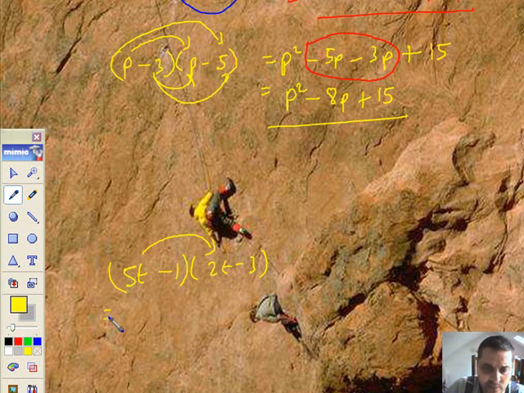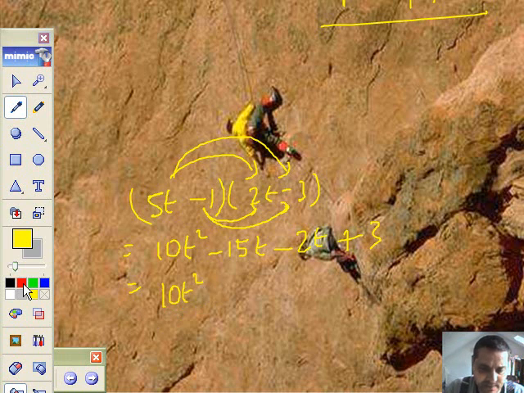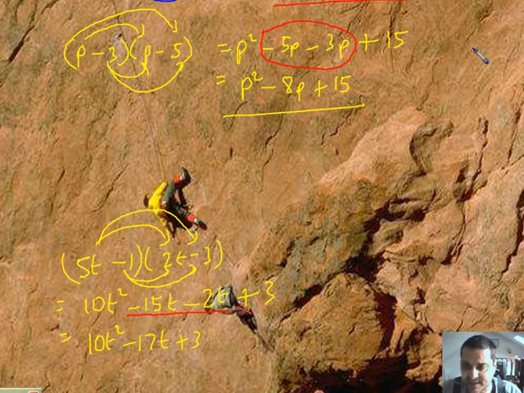Right, 5t and 2t, what's that? 10t squared. 5t times 3 minus 15t, because the minus there. Minus 1 times 2t, 2t is minus 2t. Minus 1 times minus 3 is plus 3. Squishing up, that's code for simplifying. 10t squareds. These are like terms. Minus 15, take away another 2. That's minus 17t's. And then you add the 3 at the end. That's that. I'll do the last one because it says this, and I'll do it up here.